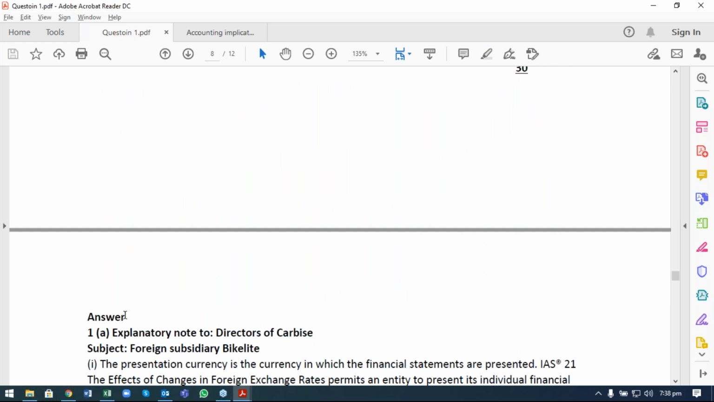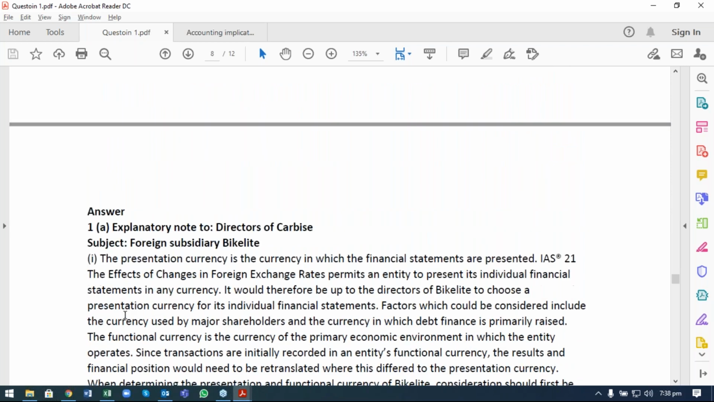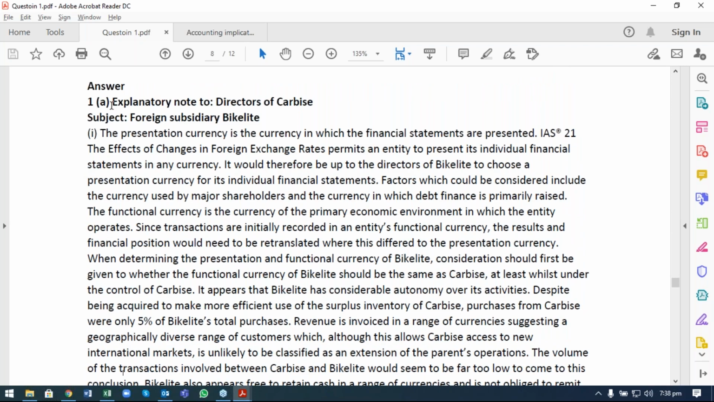Apologies, this is the answer in this case. So you can see here, explanatory notes to the directors of Carbides, as the requirement says you need to prepare a report. As it's mentioned that you need to prepare a report, the explanatory note, you're going to provide an explanatory note to the directors of Carbides which addresses those issues which are explained in the requirement. So you need an explanatory note to directors.